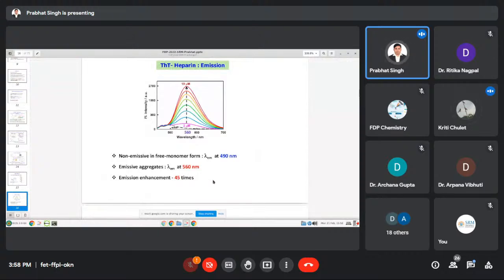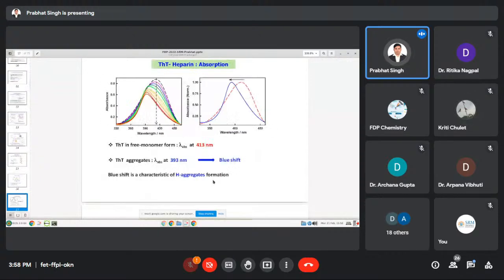So that's a huge emission enhancement. Then we looked at the absorption spectra. In the absorption spectra, we also see that there is a gradual shift and there is a decrease in the absorbance. As I was telling in the beginning, when you are looking at the interaction between your probe molecule and the analyte of interest that you want to measure, then you see certain features, and those observables are in the form of emission intensity, emission peak position, absorbance peak position, absorbance intensity or optical density, whatever you say.